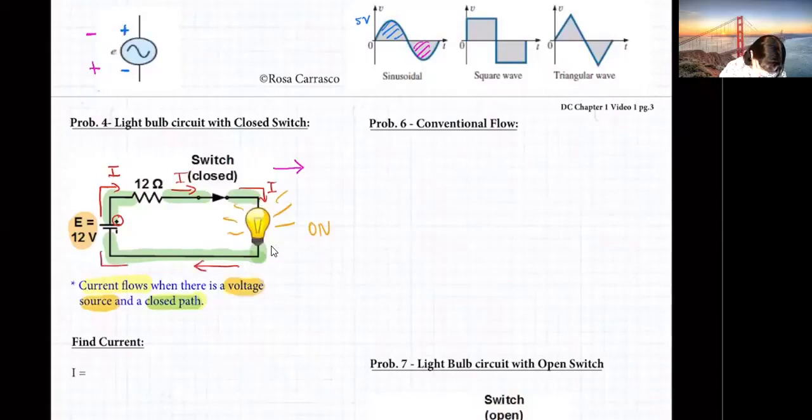So you have learned your first circuit. This is called a series circuit. In a series circuit, the current is the same. Does everybody see that?